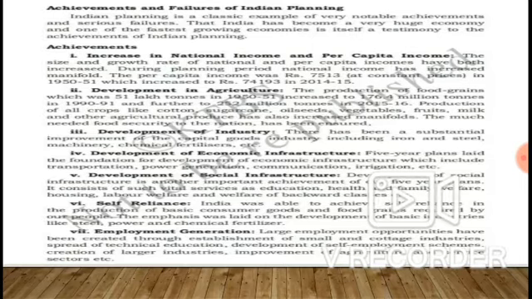Now comes self-reliance. India was able to achieve self-reliance in the production of basic consumer goods. You know basic consumer goods means the daily needed things. And food grains required by our people. The emphasis was laid on the development of basic industries like steel, power, and chemical fertilizer.